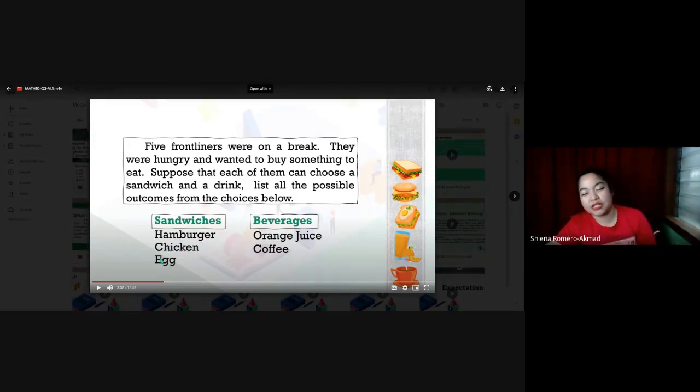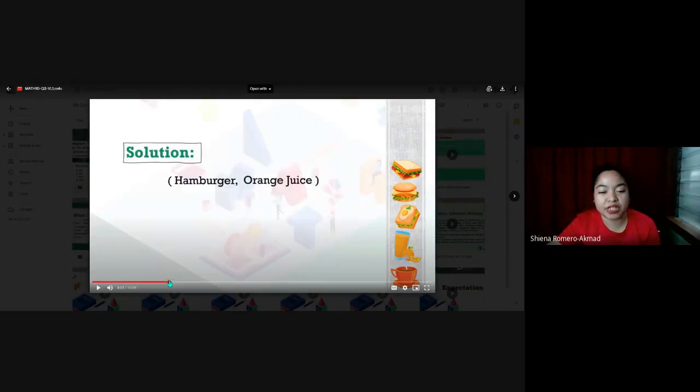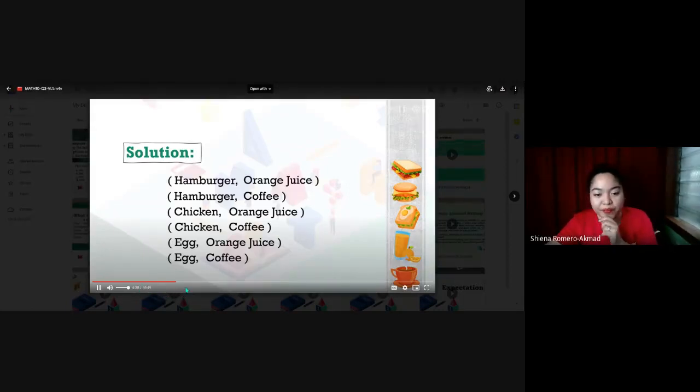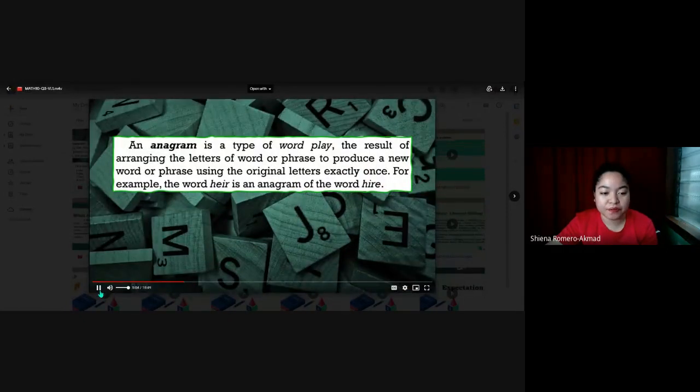So you can also use the listing method, and when we do the listing method, you'll see the combination. So we'll have hamburger with orange juice, and so on. If you look at the list, you'll see that there are six outcomes, six choices where the frontliners can choose a sandwich paired with a coffee or an orange juice. After listing, we found out that there are six choices. So let's proceed to our lesson proper.